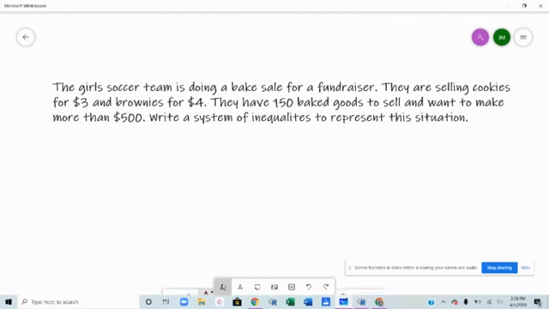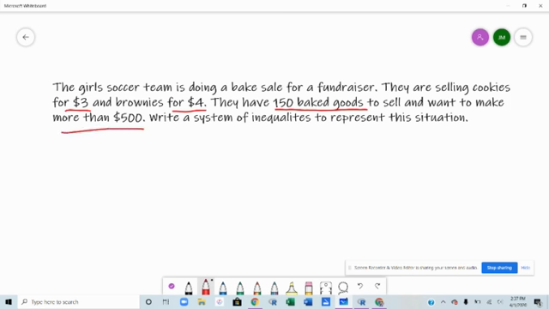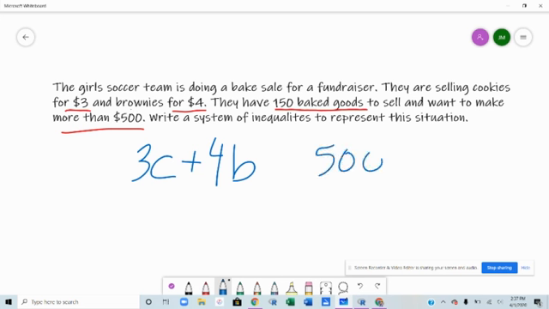Our next one, we've got that the girls soccer team is doing a bake sale for a fundraiser. They're selling cookies for $3 and brownies for $4. They have 150 baked goods to sell and want to make more than $500. We're going to write a system of inequalities to represent this. So let's put all of our money together first. $3 for cookies and $4 for brownies. And then it says we've got $500 we're working with. What does it say? It says, and wants to make more than $500.